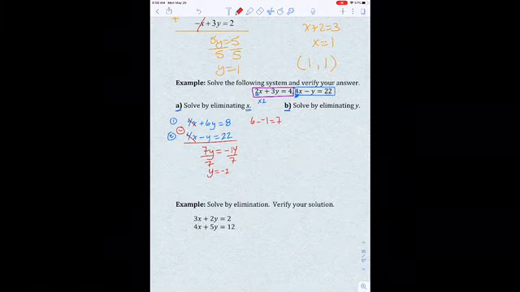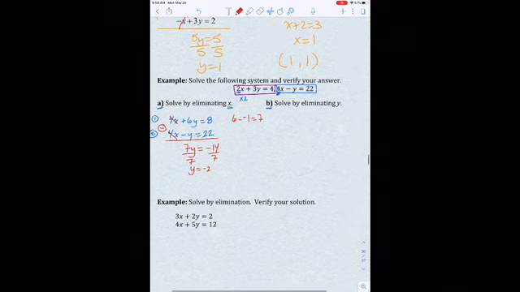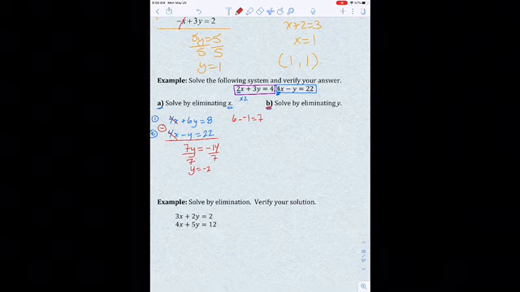So that's one way. And then, of course, we could go back to either equation and solve for x. But because they want us to solve by eliminating y for question B, we're going to solve for x. So if I want to eliminate the y's, how would I make the y coefficients the same?